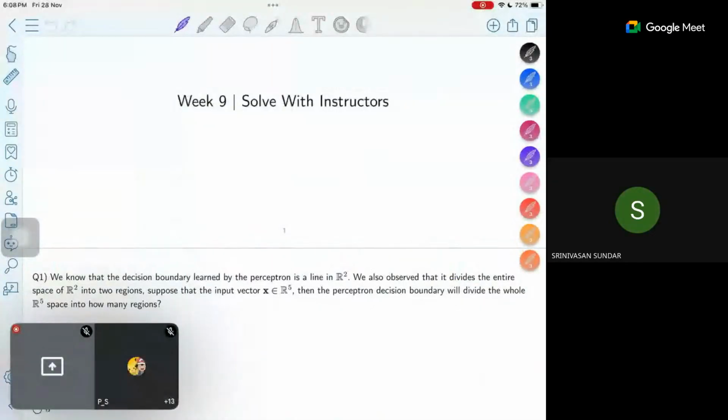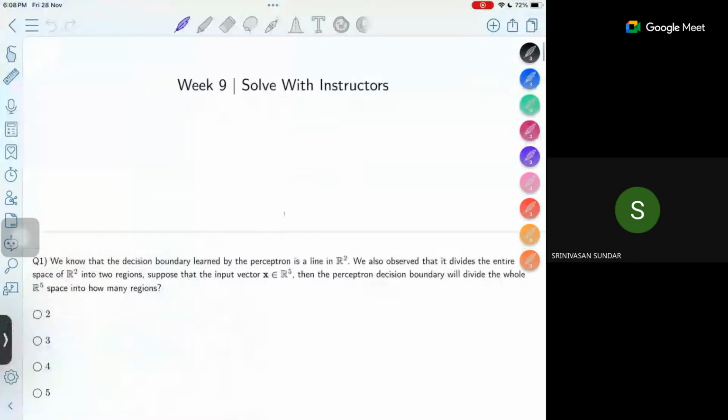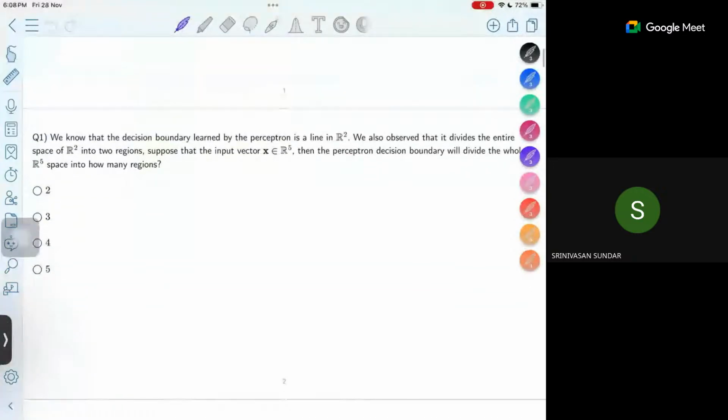Okay, let's start. We'll be discussing some specific questions from perceptron and logistic regression today. The first question is... Some of you may be wondering why I'm taking the session. Today I'm taking the solve with instructor session.